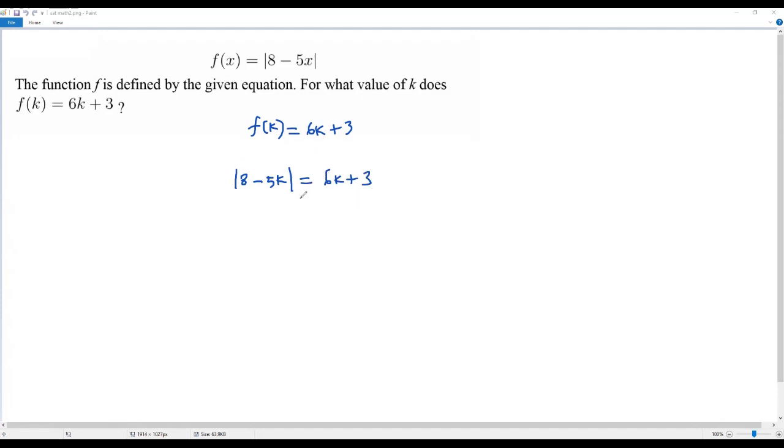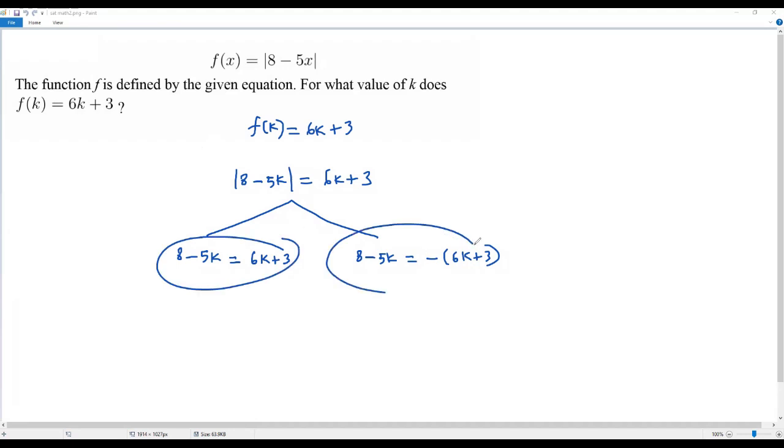Now to solve this absolute value equation, we have to take two branches. In both branches, we take the stuff inside the absolute value as it is, that is 8 - 5k. In the first branch, we take the right side as it is, that is 6k + 3. In the second branch, we take the negative of it, that is -(6k + 3). Now we have to solve for k in each of these two equations.